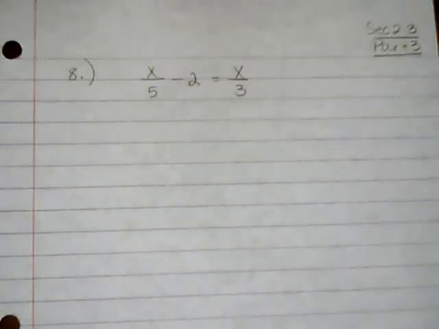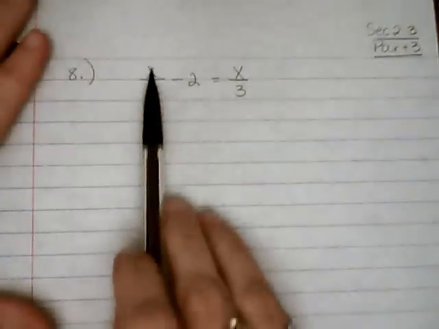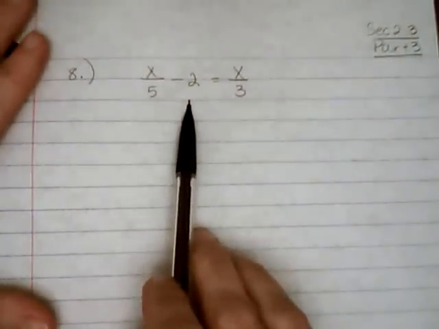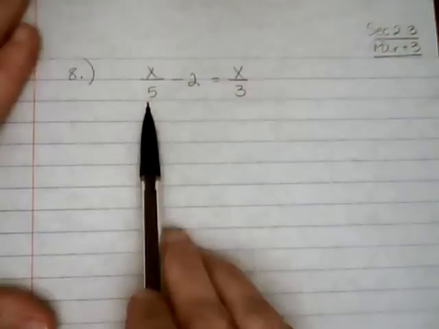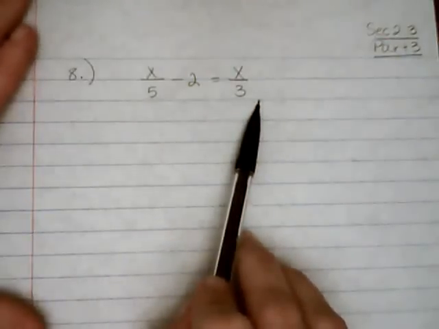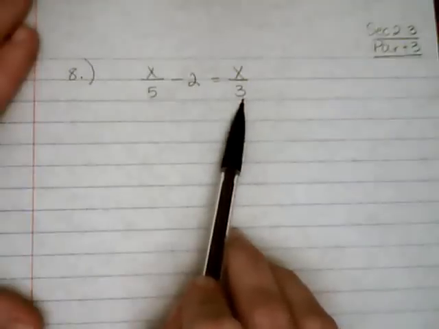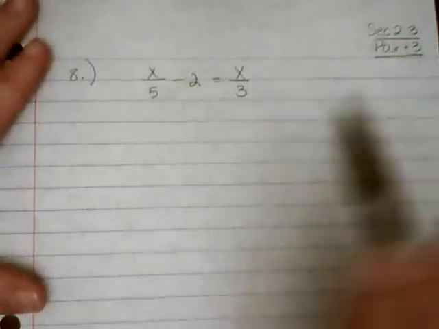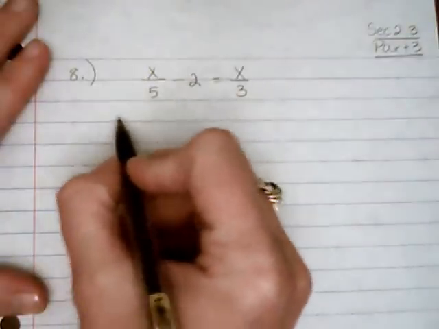Number 8, x over 5 minus 2 equals x over 3. So again, to get rid of our fractions, only look at the fractional terms. The 2 is understood to be over 1, so we're only concerned with the 5 and the 3. A common denominator is the number that both of these will divide into. So what will 3 and 5 both divide into? Well, the smallest number would be 15.